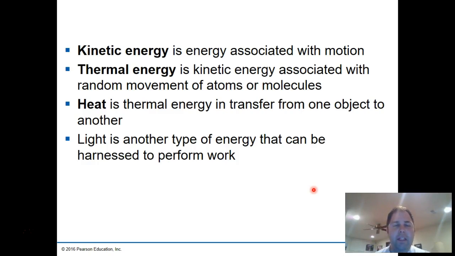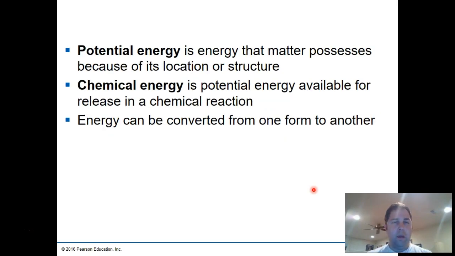Light is another type of energy that can be harnessed to perform work, and just hang on to that until we get to photosynthesis. We'll use light in photosynthesis to make sugar from carbon dioxide and water. Potential energy is energy that matter possesses because of its location or structure, and in physics you talked about this as, if you put something higher off the ground, it had more potential energy. In this class, we're going to use chemical energy more frequently, which is potential energy that's available because of the structure of a molecule. So it's potential energy available for release in a chemical reaction. And all of these types of energy can be converted from one form to another.